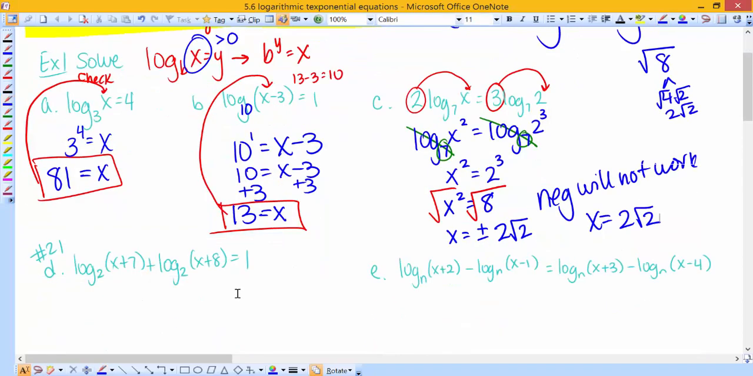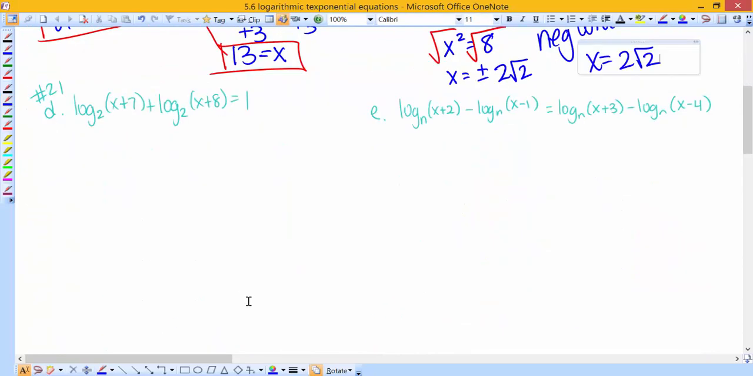All right, moving on. This is some fun stuff here. Okay, I see 2 logs. And they're not separated by an equal sign, so darn, I can't cancel them. And it wouldn't matter anyways because I have a 1, and that 1 would keep me from being able to cancel them. But I see addition. And how can I rewrite addition? Addition can be rewritten with multiplication.